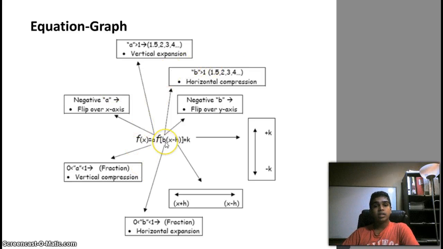And for b, it tells whether the graph is going to get skinnier or fatter. But you got to be careful for b, because if you think about it logically, if it's a higher value it'll get fatter, actually it's the opposite way. If you had a value more than 1, it would actually get skinnier, as you can see here. But if you had a value in between 0 and 1, it would actually get fatter. And if you had a negative b value, it would flip over the y-axis instead.